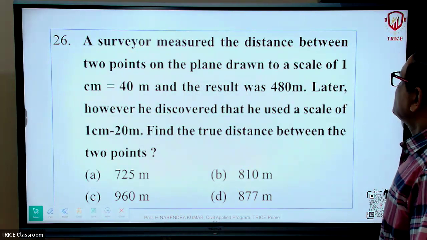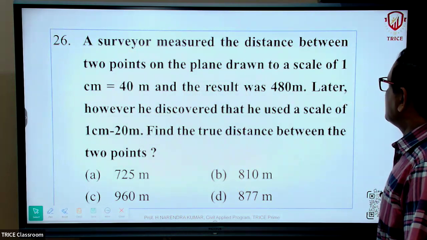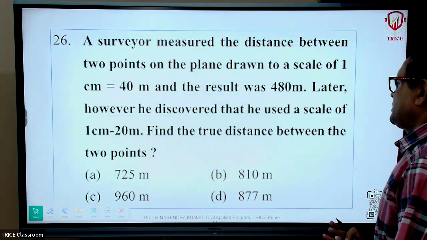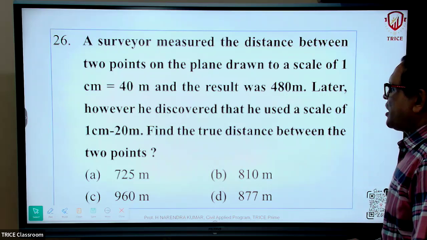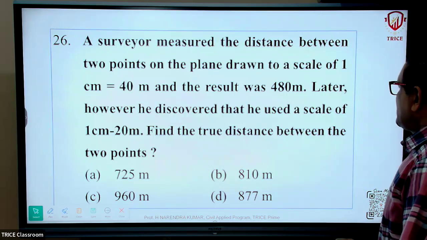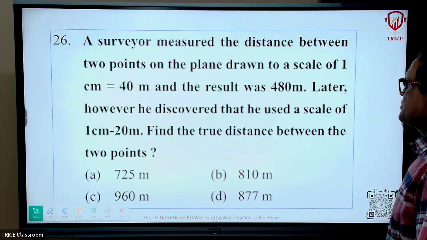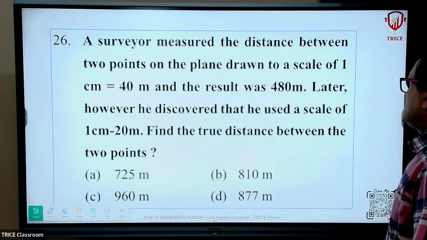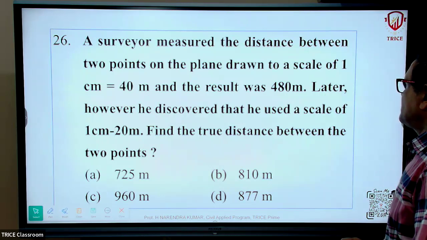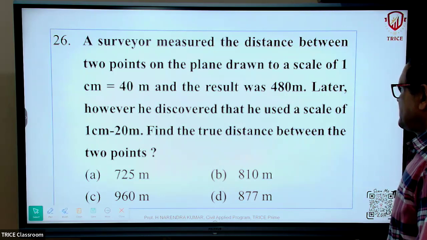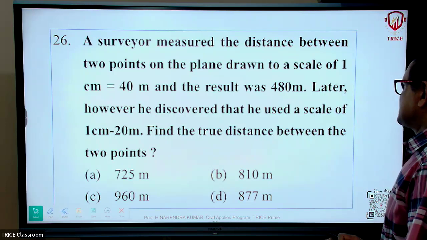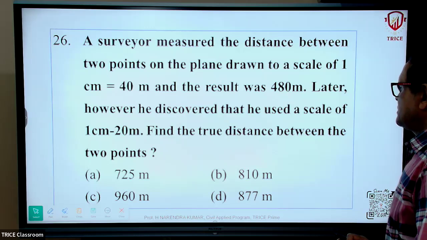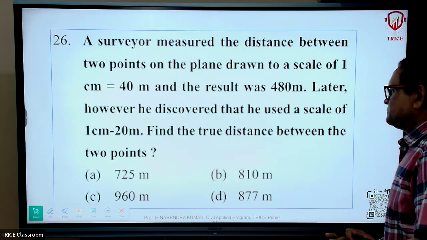A surveyor measured the distance between 2 points on the plan drawn to a scale of 1 centimeter is equal to 40 meter. Okay. The result was 480 meter. Later, however, he discovered that he used a scale of 1 centimeter is to 20 meter. Whereas you just have to use actually 1 centimeter is equal to 40 meter, but unfortunately, it's a mistake. We used actually scale of 1 centimeter is equal to 20 meter. Find the true distance between the 2 points.